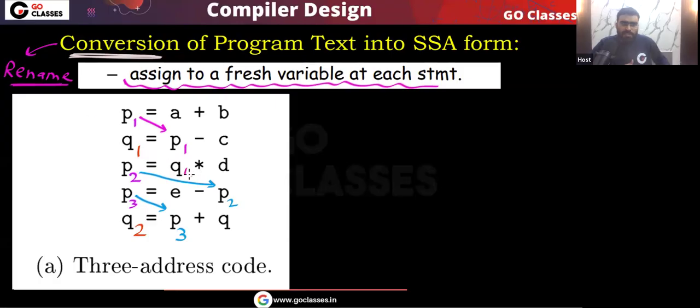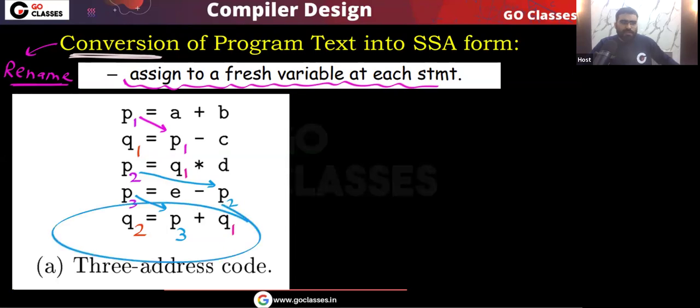Agree with me, this is your Q1. Is this clear or not? So very simple. This is Q1 and then so on. What about this one? Is this Q1 or Q2? See, this is Q1. Is this clear? Very simple.